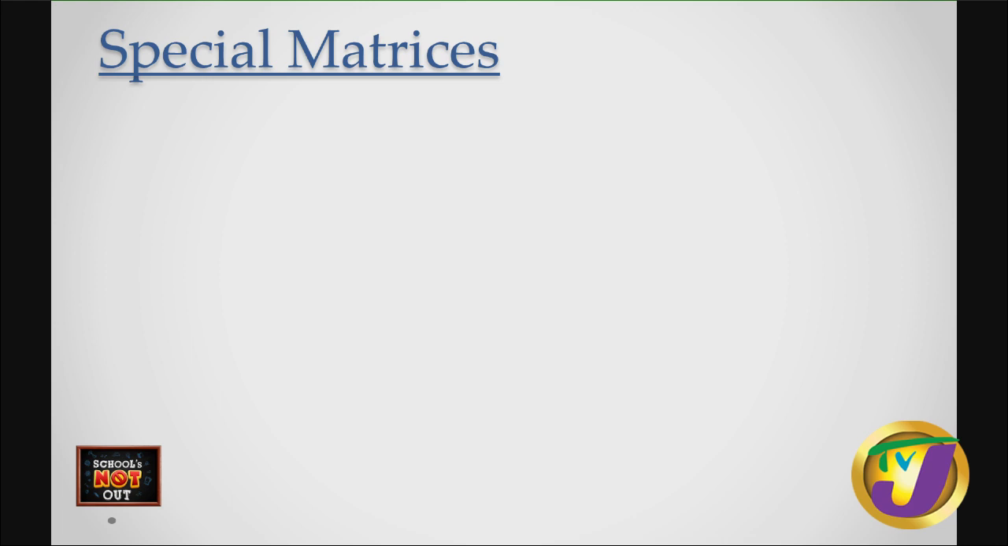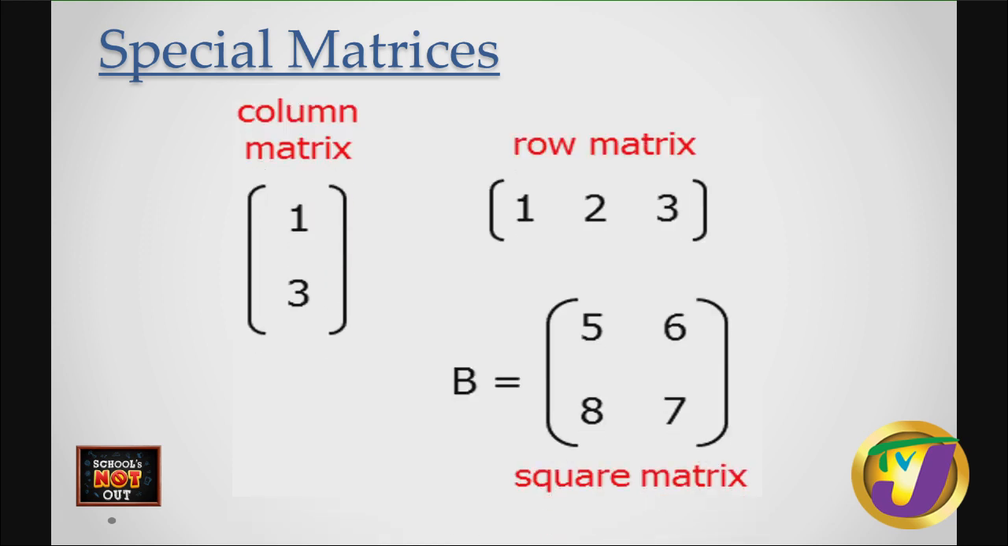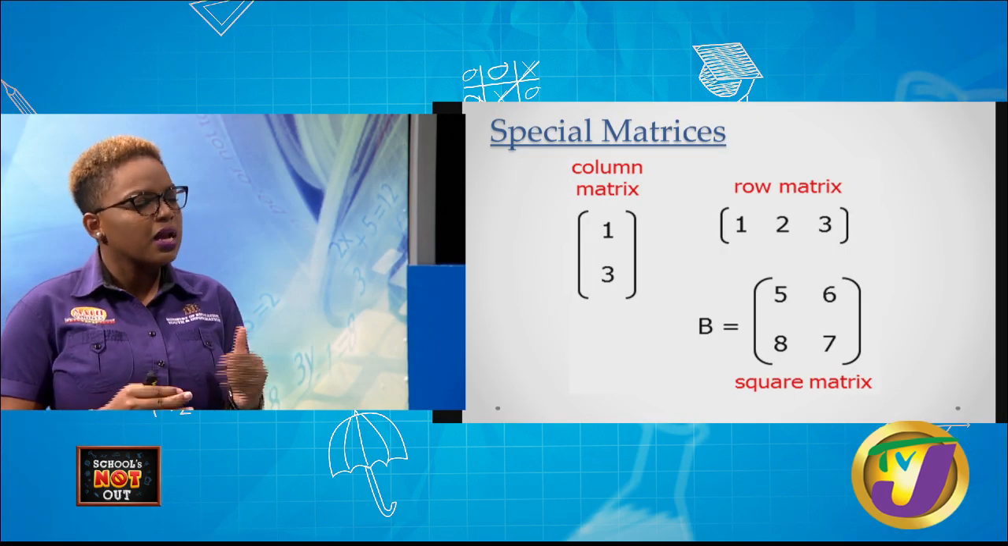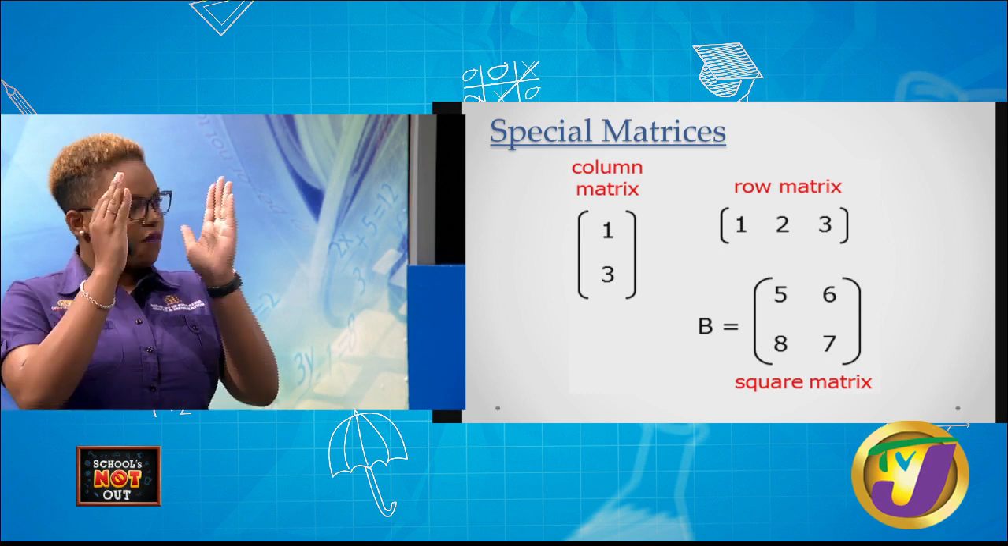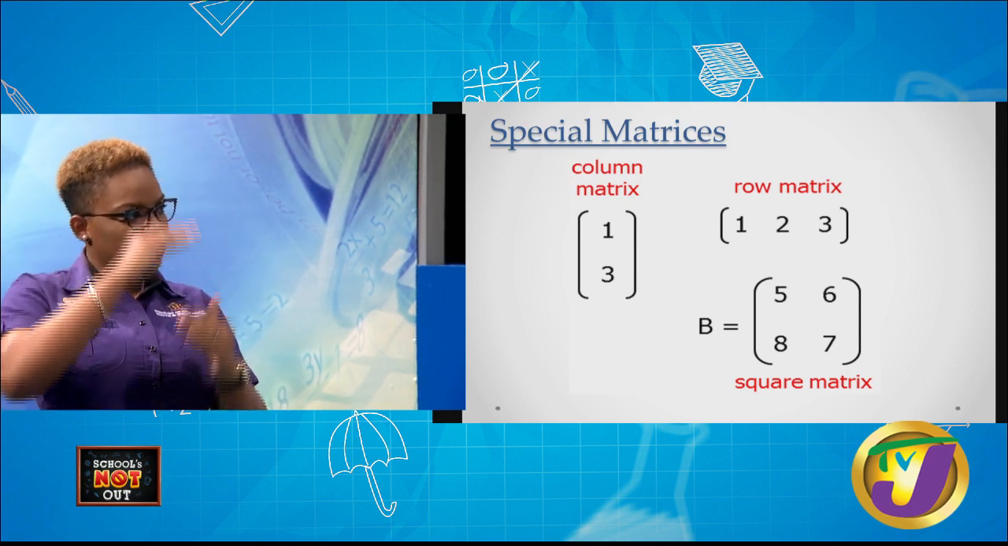So as you did, we'll get to that in a moment, but I just want to remind you about some special matrices that we have. All right. So we have the column matrix, which is as simple as it says. It's a matrix with one column. It can have as many rows, but it only has one column. I just want to remind you that column refers to the vertical arrangement.